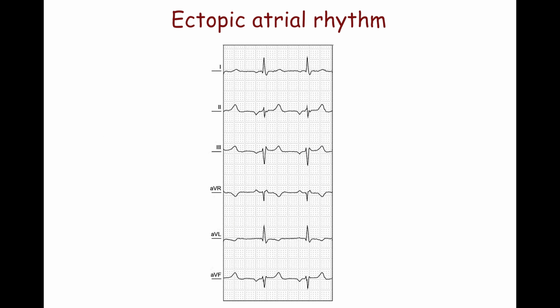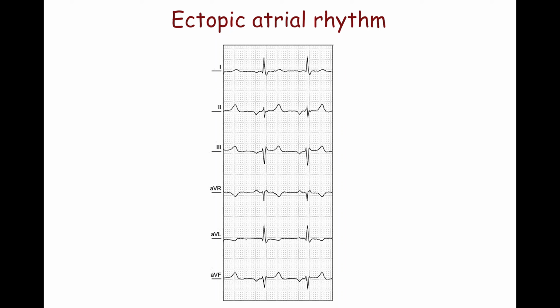If each P wave is inverted, or negative, in leads 2, 3 and AVF, an impulse originates from the lower parts of the atria or the atrioventricular node. If the PR interval is less than 120 milliseconds, the impulse is considered to originate from the atrioventricular junction. This is called junctional rhythm. If the PR interval is 120 milliseconds or longer, the rhythm originates from the atria. This is called ectopic atrial rhythm. In this case, there are only 1 or 2 different P wave morphologies.